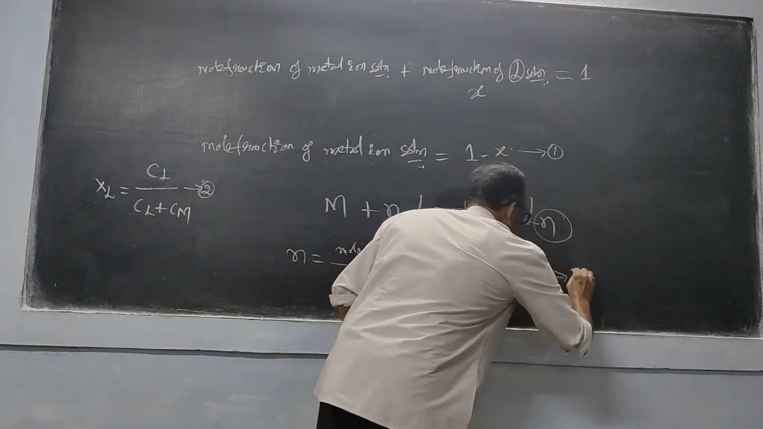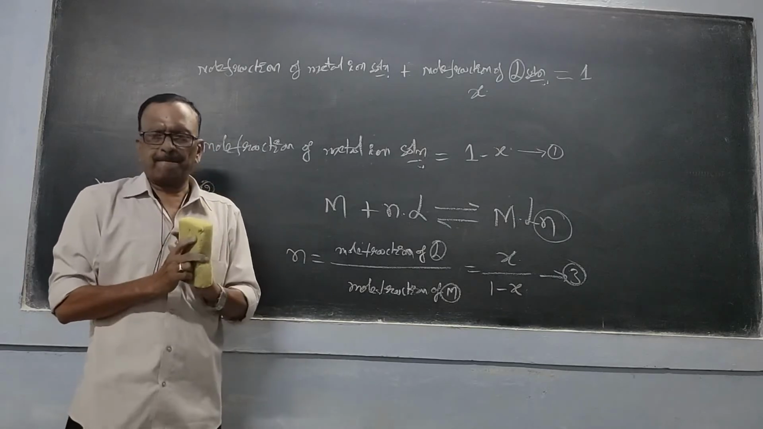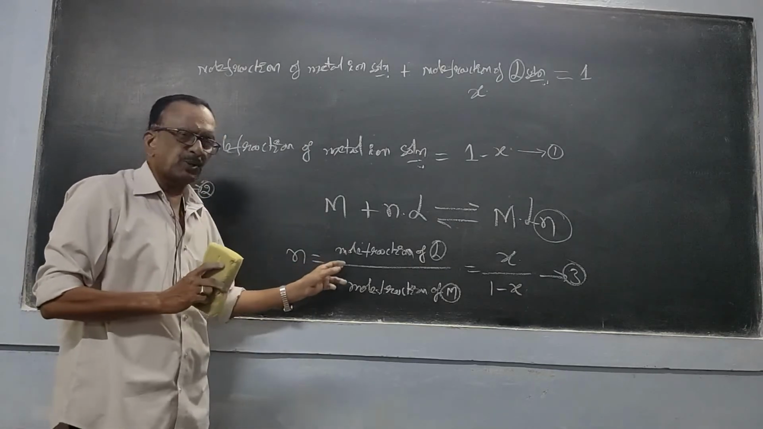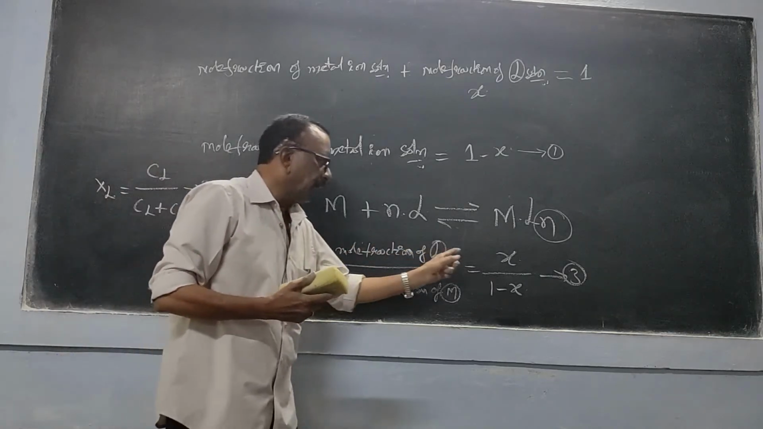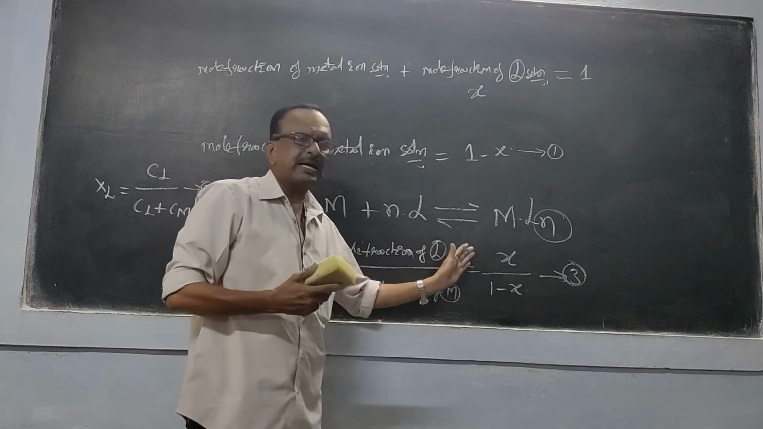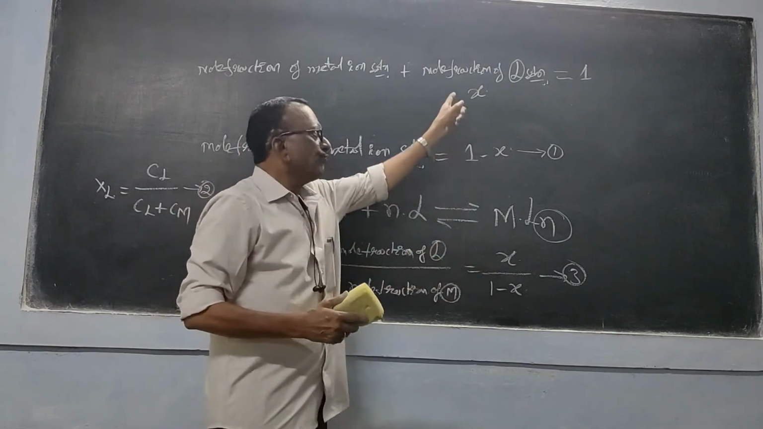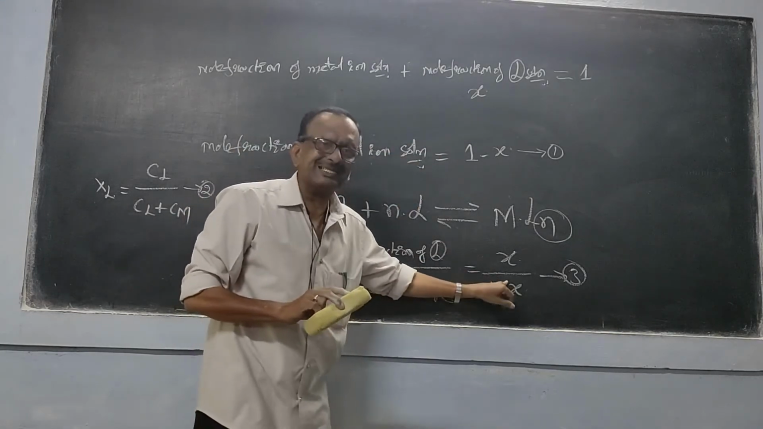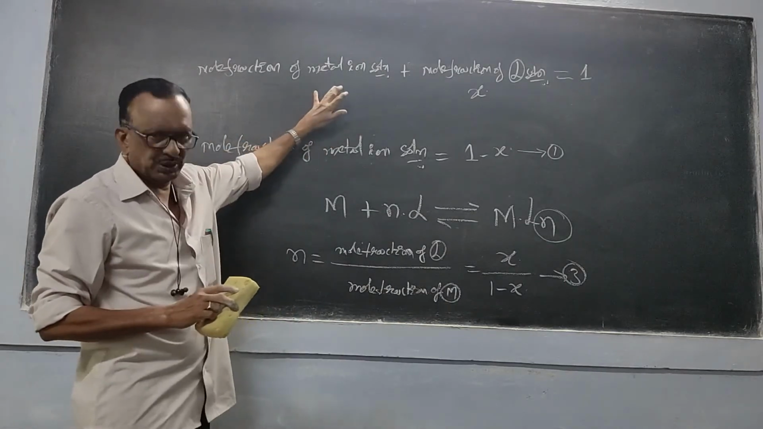So this is equation 3. For determining the composition of a metal complex, we use this formula: the number of ligands is found by X by 1 minus X. What does this X stand for? It is the mole fraction of the ligand solution. And what about 1 minus X? That is nothing but the mole fraction of the metal solution.